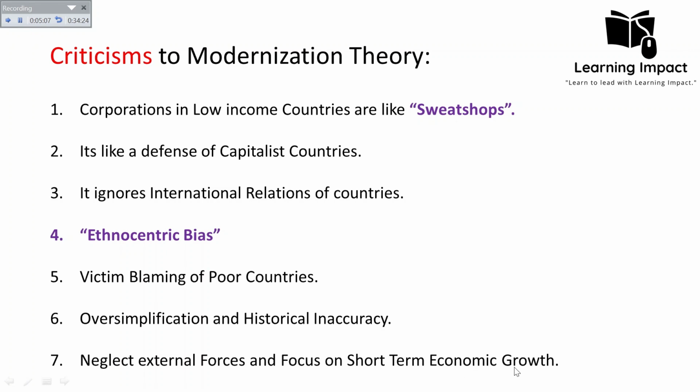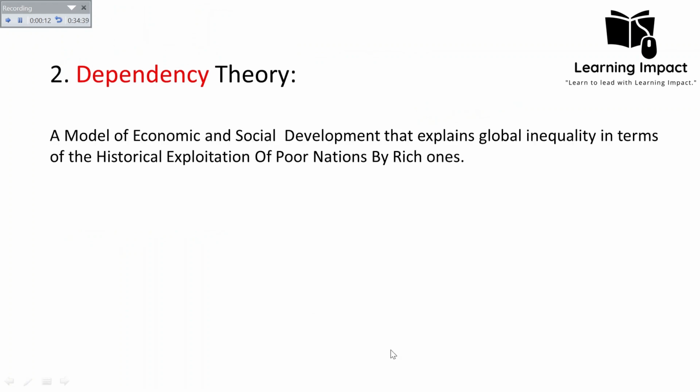Now we will discuss the other theory, which is the dependency theory. Dependency theory gave more importance to the historical exploitation of the poor nations by the rich countries. It is a model of economic and social development that explains global inequality in terms of the historical exploitation of poor nations by rich ones.